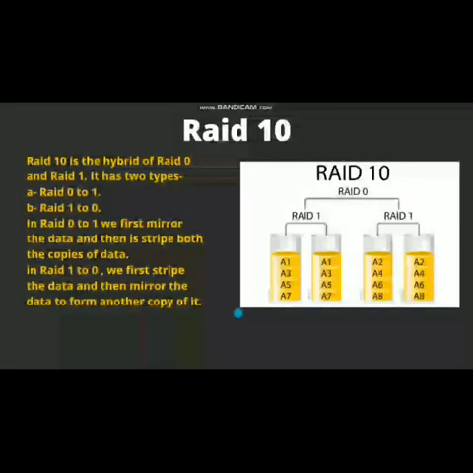RAID 10. RAID 10 is a hybrid of RAID 0 and RAID 1. It has two types, that is RAID 0+1 and RAID 1+0. In RAID 0+1, we first stripe the data and then mirror it. In RAID 1+0, we first mirror the data and then stripe it across the copies.